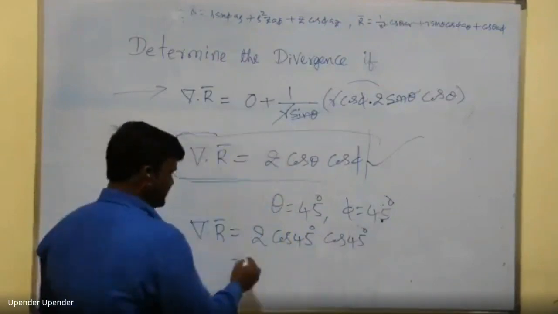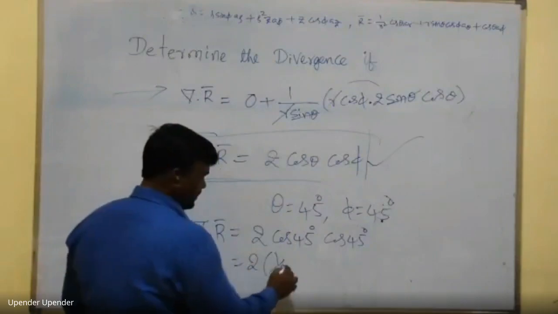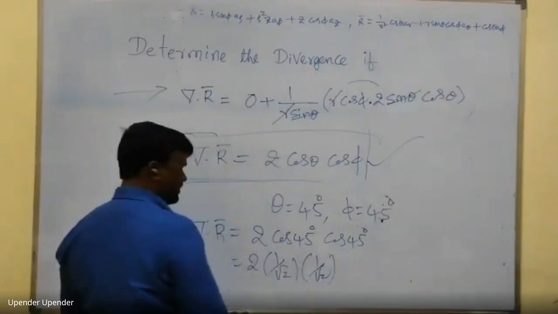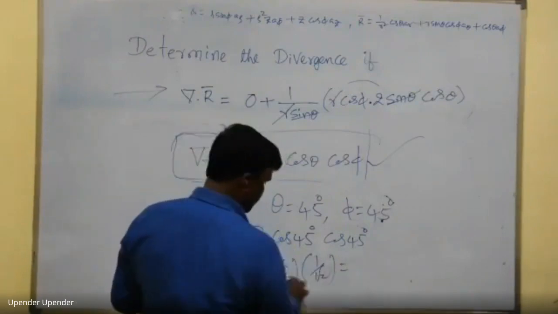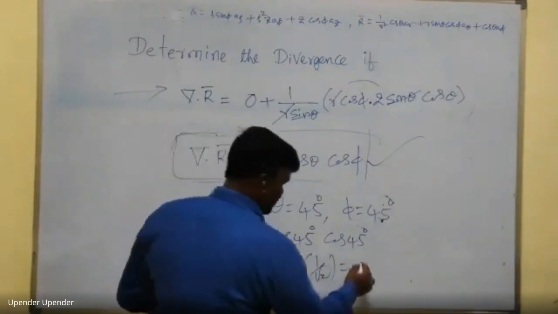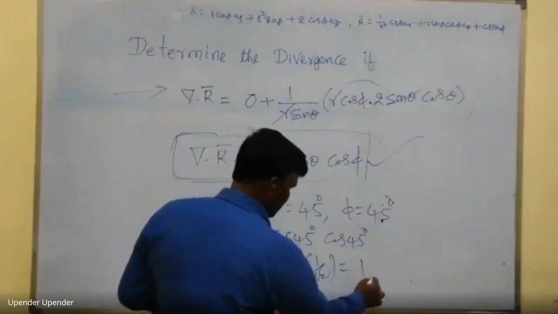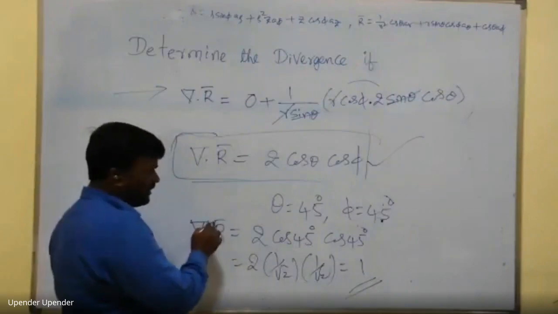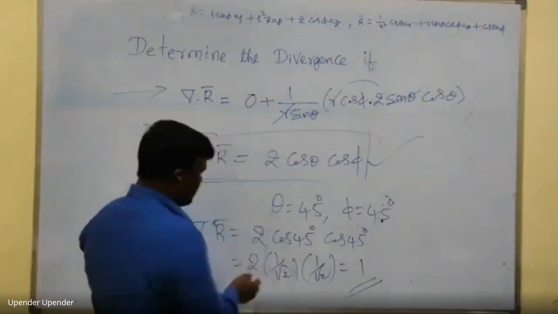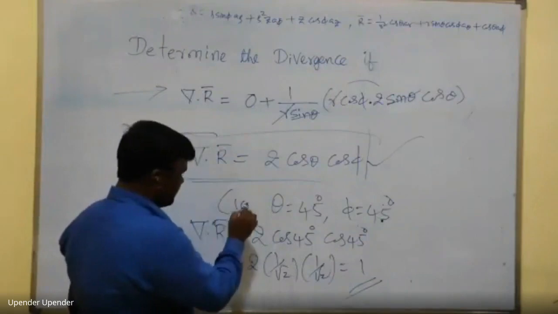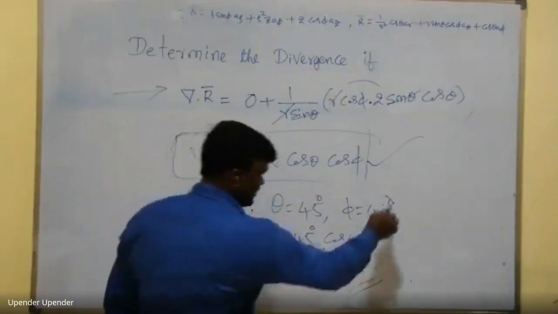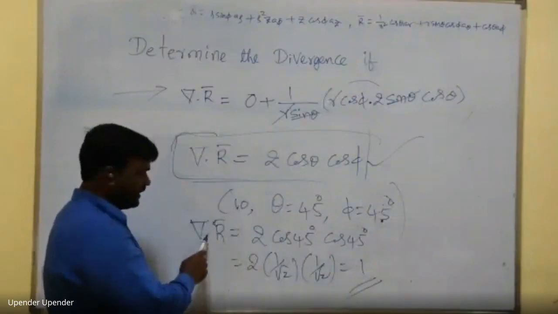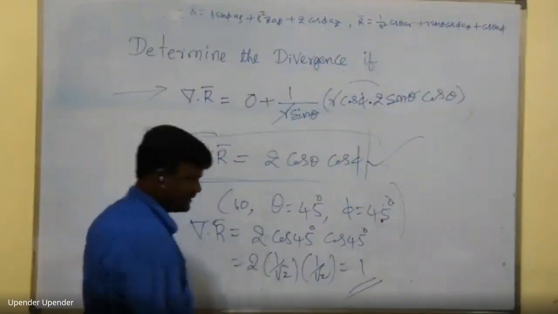That is 2 into 1 by root 2, and this value is also 1 by root 2. Then you get 2 by 2, since root 2 into root 2 is 2. Finally, you get the value 1. That means the divergence of this vector field at this point, let us say R is 10, theta is 45 degrees and phi is 45 degrees, is 1.